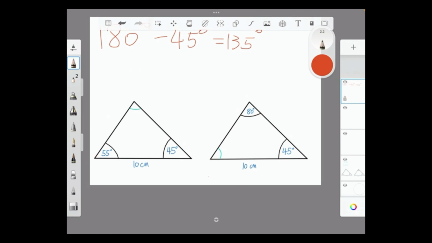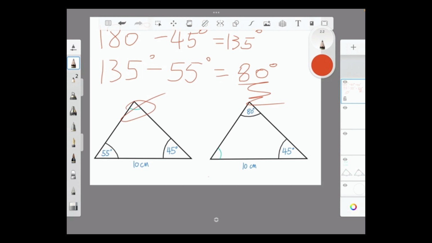So I'm just gonna use 55. I'm just gonna subtract 55. And guess what? It comes out to be 80 degrees. This angle is 80 degrees. And that means 55 plus 80 equals 135. And this is 55 degrees.